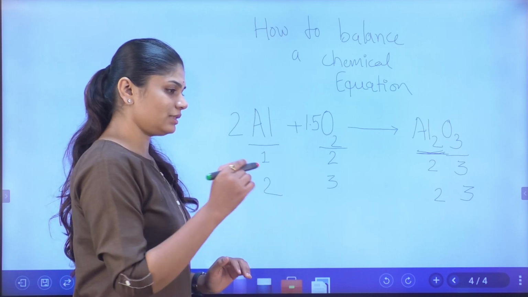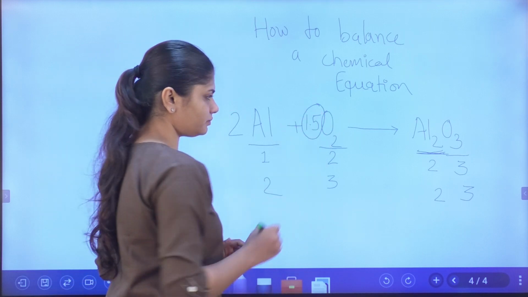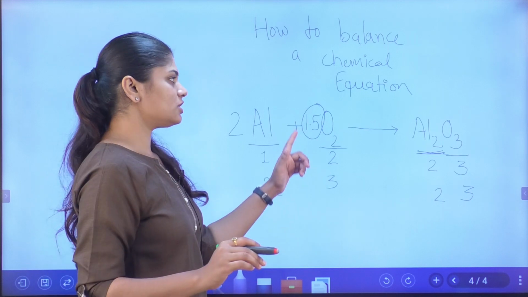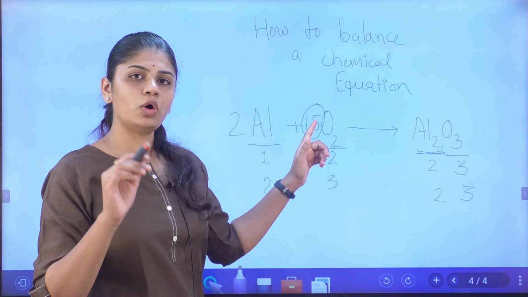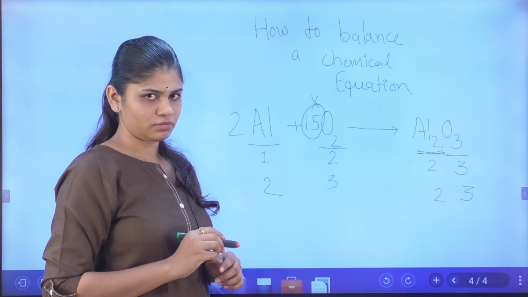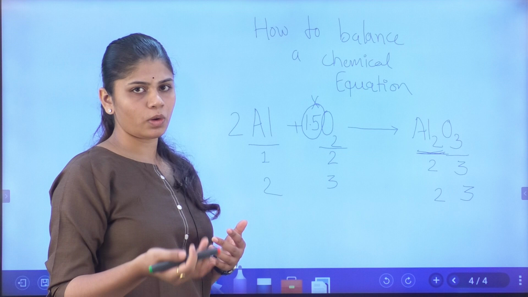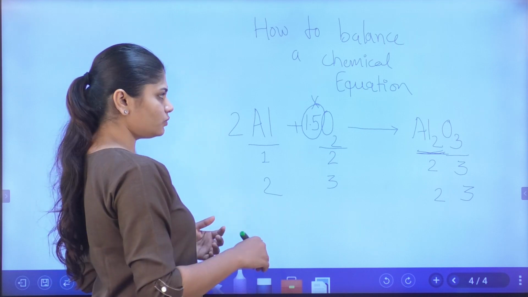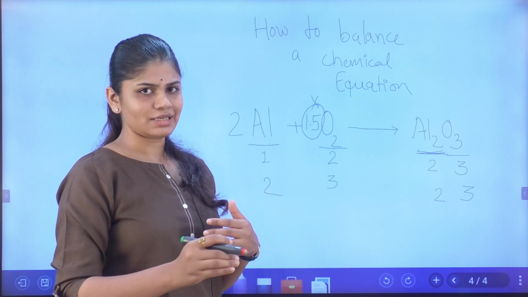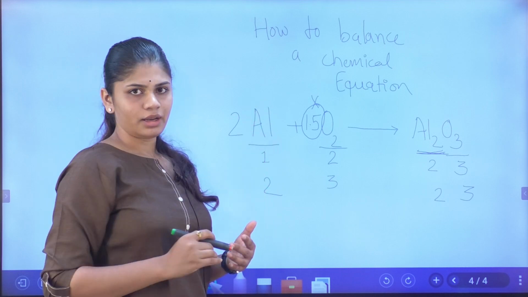But there is a mistake. This 1.5 we do not want here; we want this number to be a whole number. So we have to eliminate this 1.5, and to convert it into a whole number, what do we need to do? Simply multiply both the sides, so that you can get a whole number in this case.